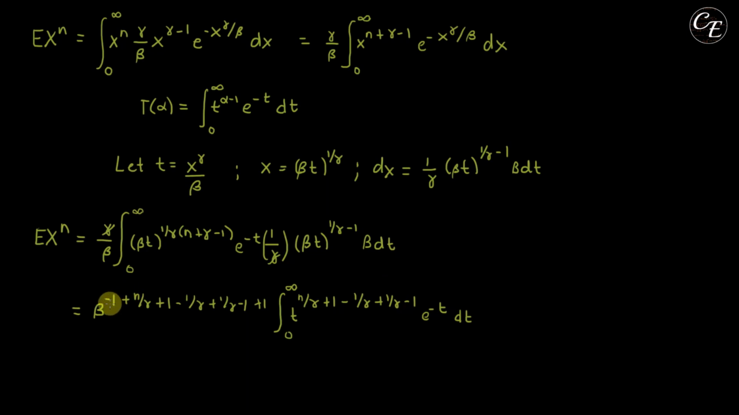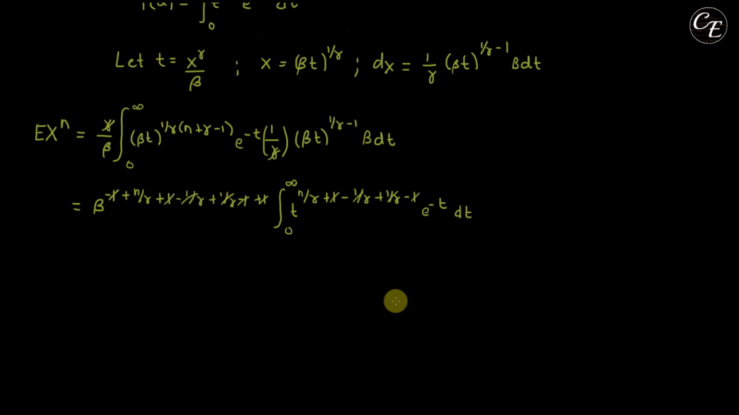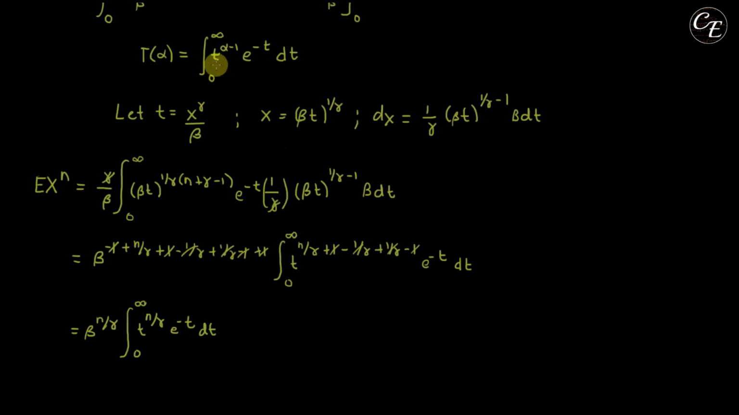Then we can cancel out this negative 1 and plus 1, this 1 over gamma and plus 1 over gamma, this minus 1 and plus 1, this plus 1 and minus 1, this minus 1 over gamma and plus 1 over gamma. So we're left with beta raised to n over gamma from here, then integral of t raised to n over gamma, then e raised to negative t dt from 0 to infinity. Then if we compare this one with our gamma function, they are still not the same because this is alpha minus 1 while this one is n over gamma.